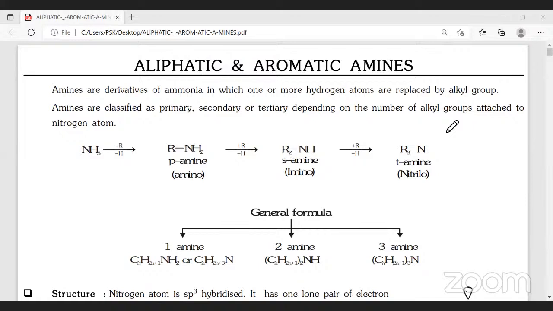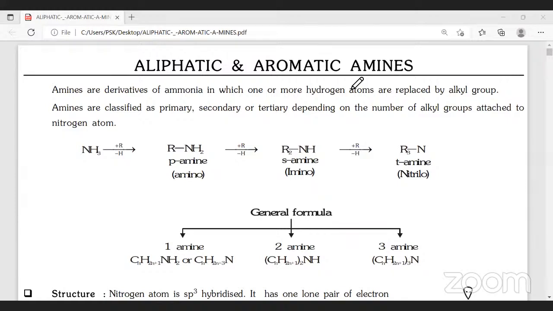I think we are done with the chapter carboxylic acid, aldehydes, and ketones. We were supposed to start with a new chapter. Today we'll start with a new chapter. This is amines. It's a small chapter for your second PUC.